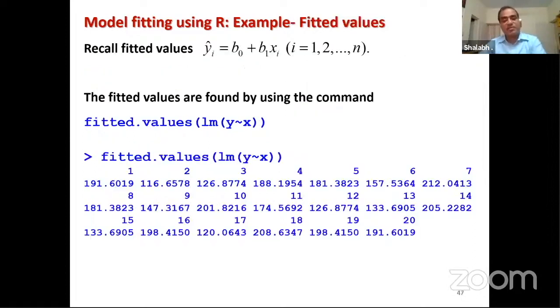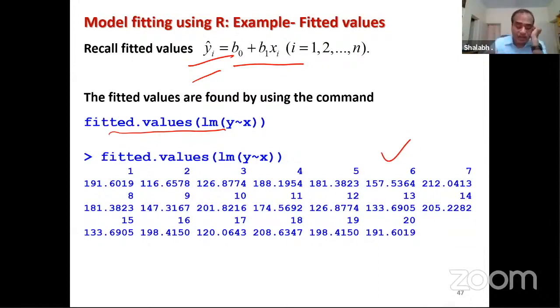Similarly, if you want to find the fitted values, that means you use the values x1, x2, up to xn in the fitted model and obtain the values of y. That's pretty simple. Simply use the command fitted.values inside parenthesis lm(y ~ x). You can see these are the values that you are going to obtain.